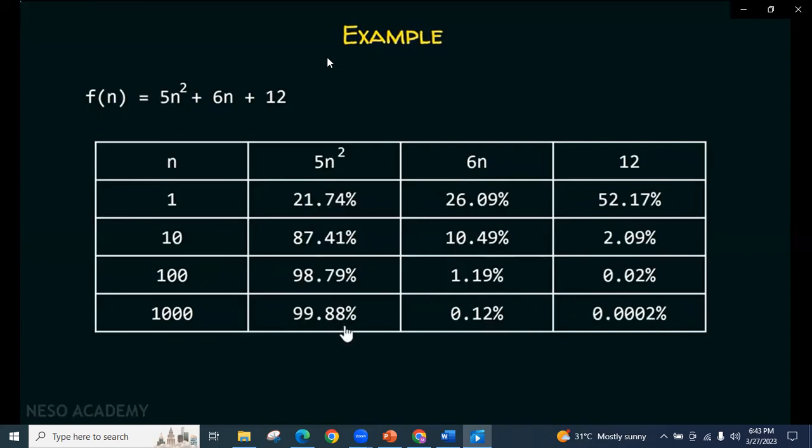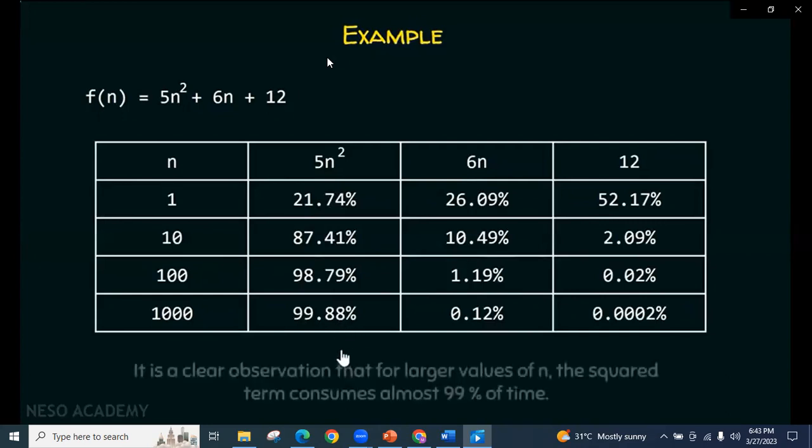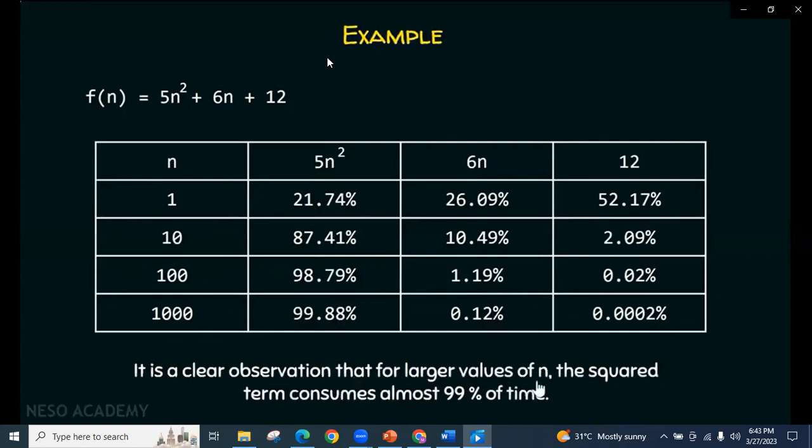99.88% of the time is consumed. So from this fact, it is clear that for larger values of n, the squared term consumes almost 99% of the time. This term is consuming the most of the time. Let's say you have taken the value of n equal to 1 and you simply say that 12 is taking the most of the time. But the reality is different.